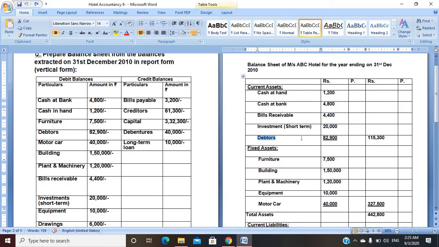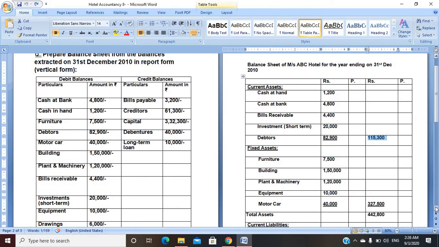Next, we have debtors. Like I said earlier in my classes, debtors are a current asset, the amount we take from someone we have given credit to, within a period of time. So 82,900. This way the current assets column will be closed. 1200 plus 4800 plus 4400 plus 20,000 plus 82,900 gives you the final figure in the amount column, rupees 1 lakh 15,300. So it is 1,15,300, our current assets.